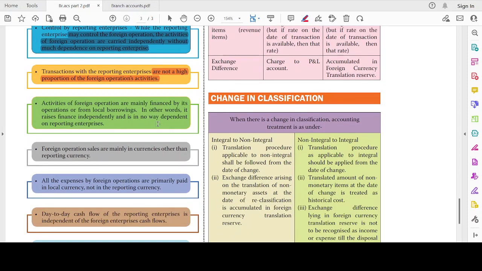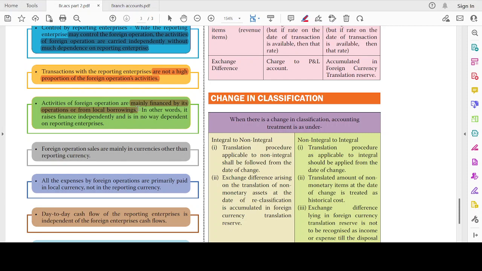Activities of the foreign operation are mainly financed by operations or local borrowings. I'm not going to make a large investment in capital; they themselves will arrange for some borrowings and finance the business. They raise finance independently of the head office. In the case of integral foreign operation, I give the entire amount to the foreign branch. But in NIFO, I just put in some capital to be the owner of that branch, but the funds will be raised via borrowings and not equity from me.